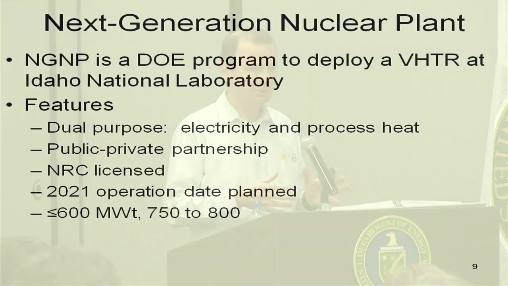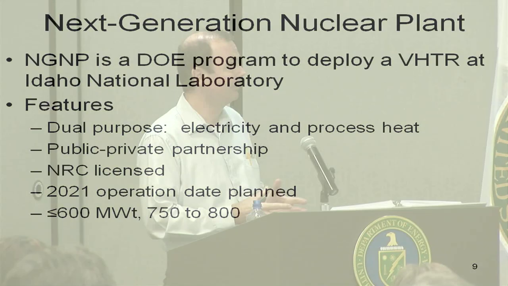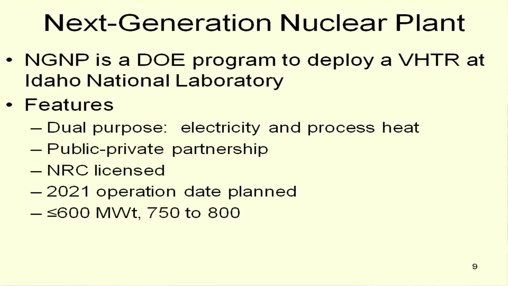And I've been talking about the VHTR, which is a reactor type. The Department of Energy has a program to try to deploy one of these, and the project is called the Next Generation Nuclear Plant, trying to build one of these modules up at the Idaho National Laboratory, electricity and process heat with a public-private partnership, NRC licensed. They say 2021 operation. I'm not buying. About 600 megawatts thermal. What is that, 750 to 800? I have no idea.